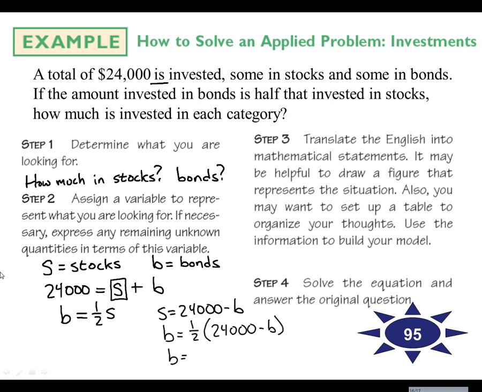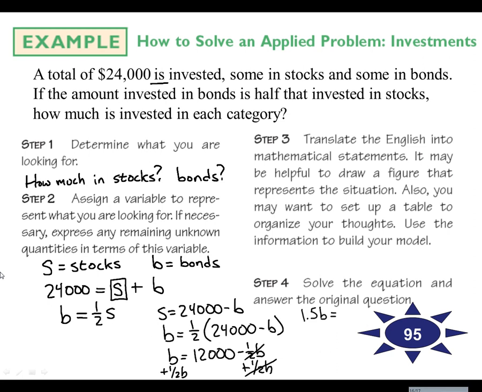B equals half of 24,000 is 12,000 minus 1/2 B. We'll add 1/2 B to both sides to get the 12,000 by itself. And so let me rewrite this over here. 3/2, 1.5.